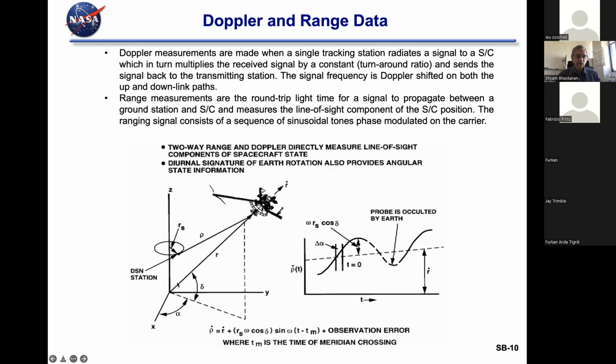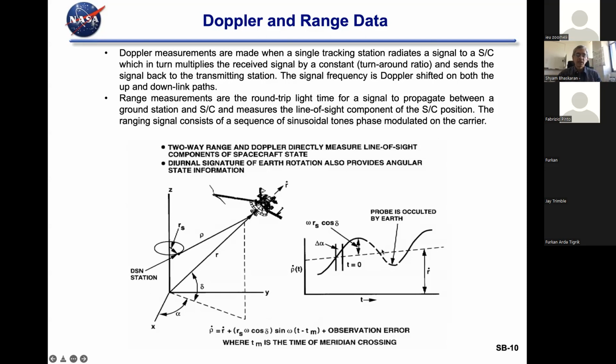And this kind of tells you the typical geometry, what it looks like. The spacecraft is out there. Here's a DSN tracking station on the Earth, rotating around with the Earth. If you plotted this, you'll see this sinusoidal signature of the velocity, and that's because the Earth is rotating. So in addition to the spacecraft's velocity, the Earth is also rotating under it, so it has a diurnal signature on that velocity.